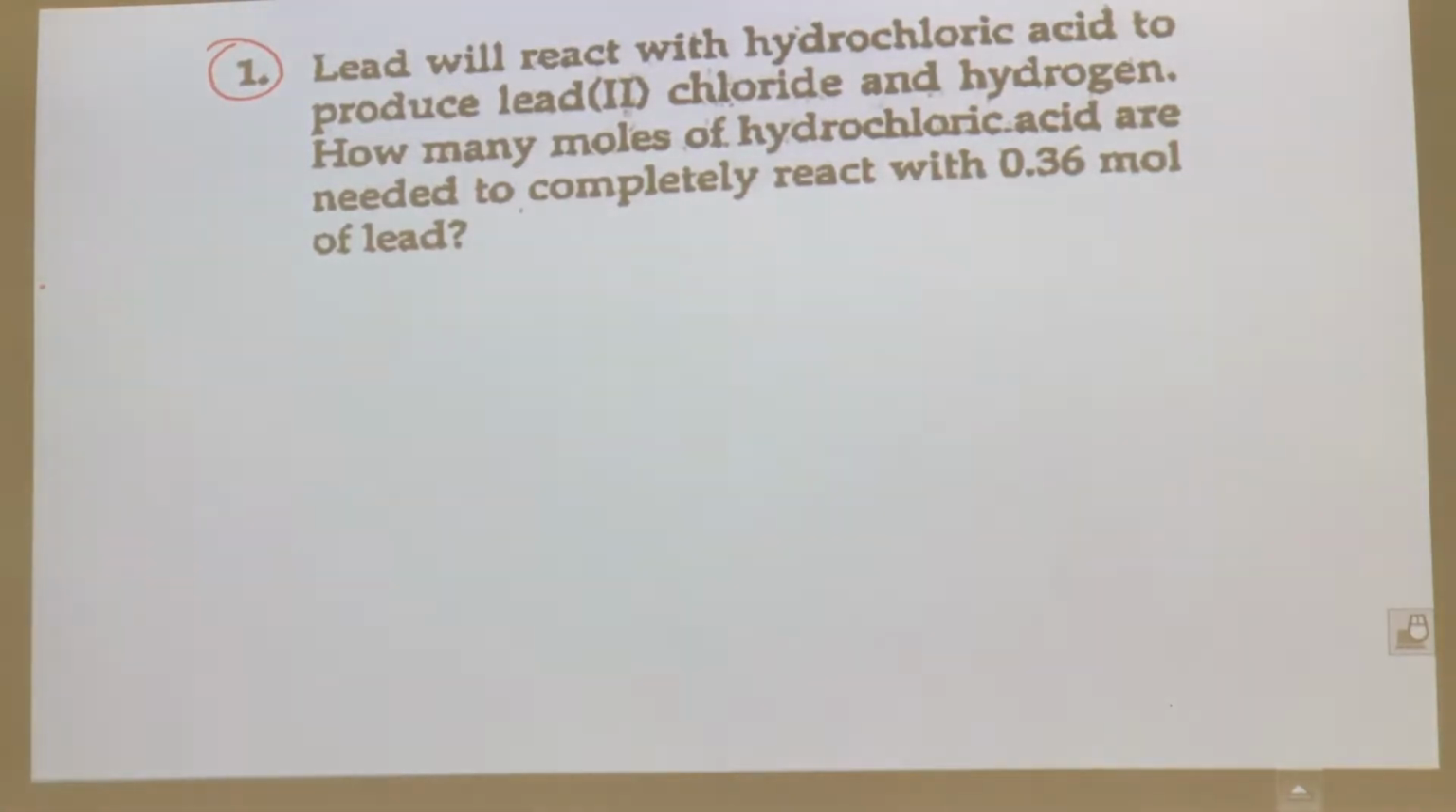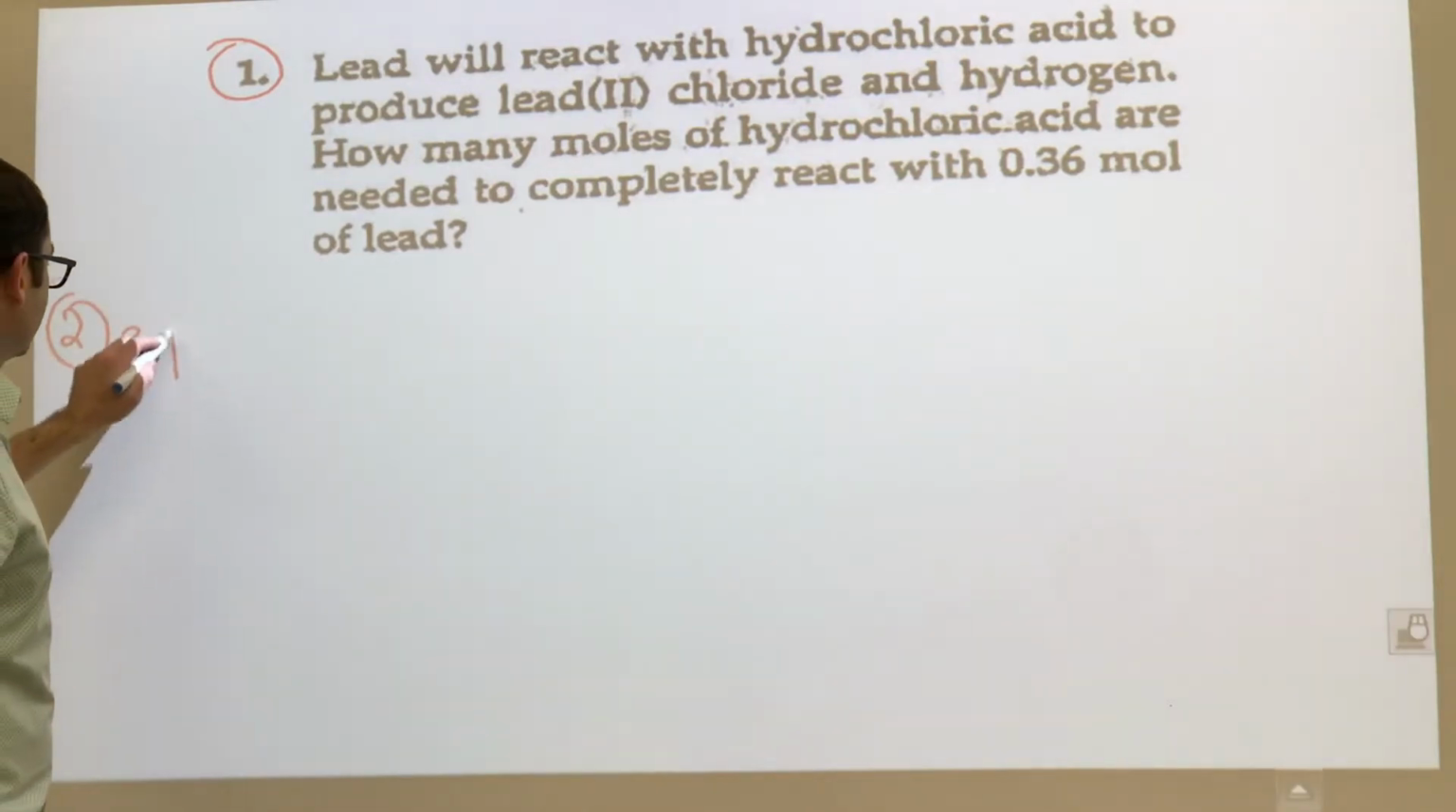Okay, so check out this problem. First it says, lead will react with hydrochloric acid to produce lead 2 chloride and hydrogen. How many moles of hydrochloric acid are needed to completely react with 0.36 moles of lead? What do we need to do first? Write out the equation. Good, we need to write out the equation. Step 2, write out the equation.